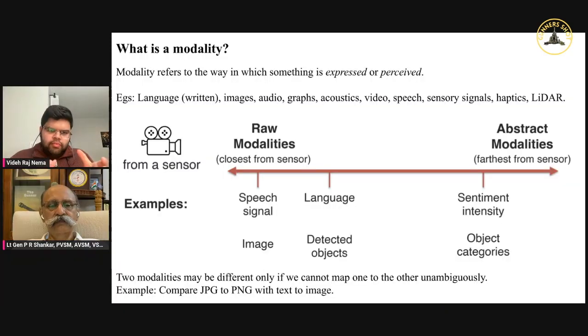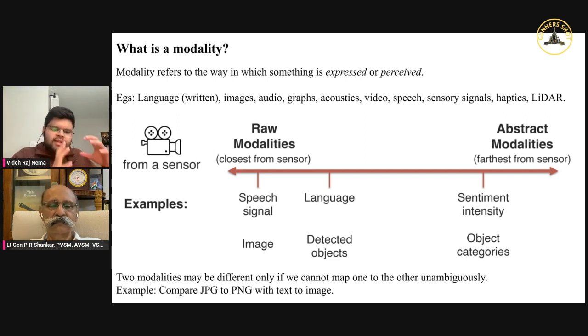So, what is a modality? What we talked about as channels, these are the modalities. Modality refers to a way in which something is expressed or perceived. It can be something like language, audio, acoustics, video, speech, haptics. Haptics is very interesting because it's related to touch.